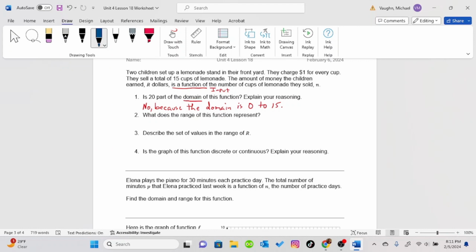Number 2, what does the range of this function represent? Well, the range is the output. And if the number of cups of lemonade they sold is the input, that means the amount of money is my output. So the range represents the money the children earned.